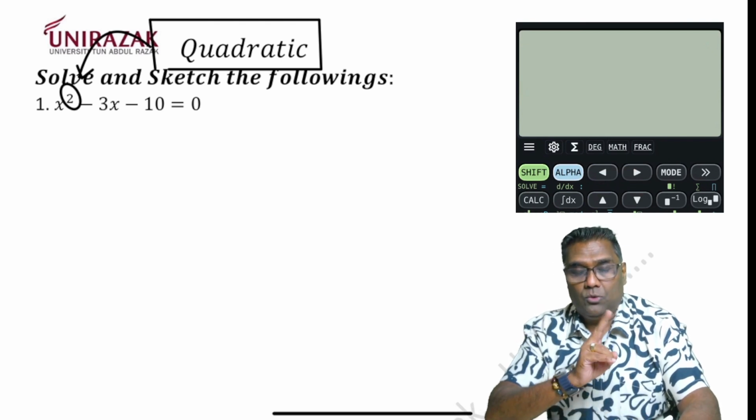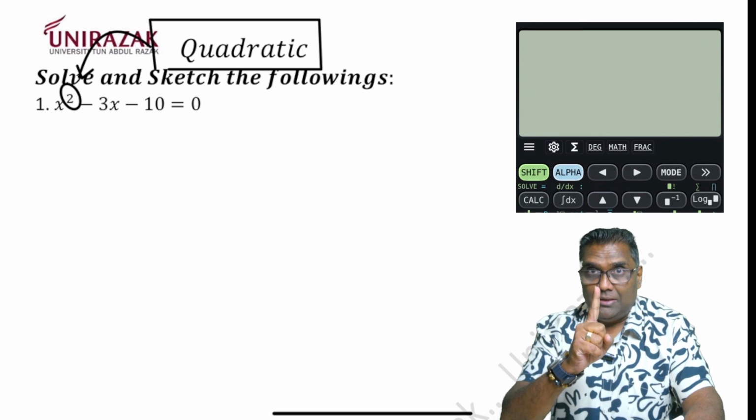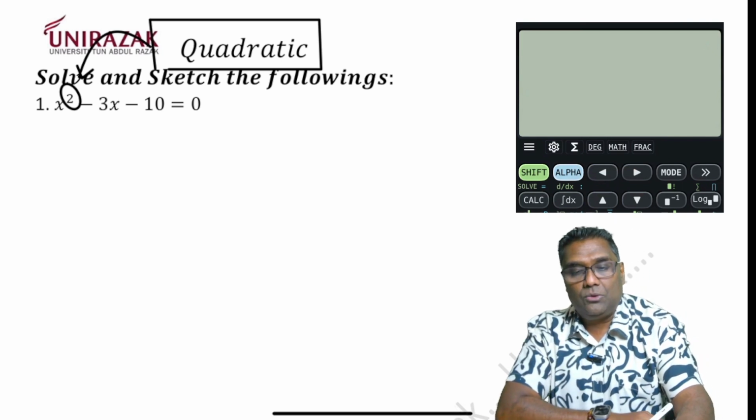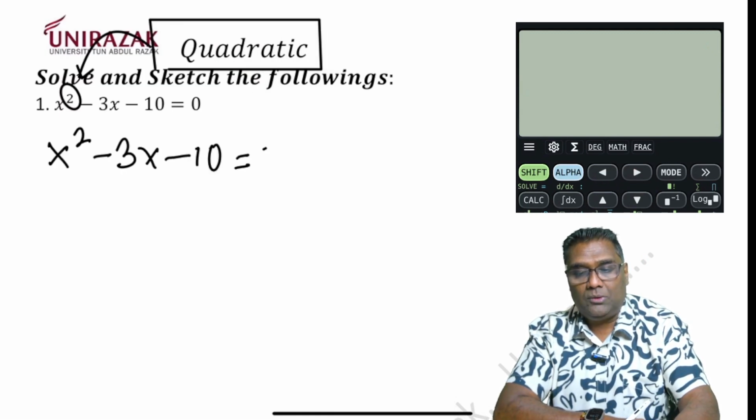So when I'm looking at the quadratic, I'm looking at two things. One, I'm going to learn how to solve. And secondly, I'm going to sketch. So let's look at solve first. Now, x squared minus 3x minus 10 equal to 0.